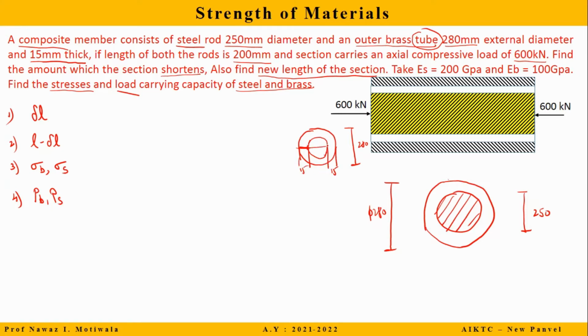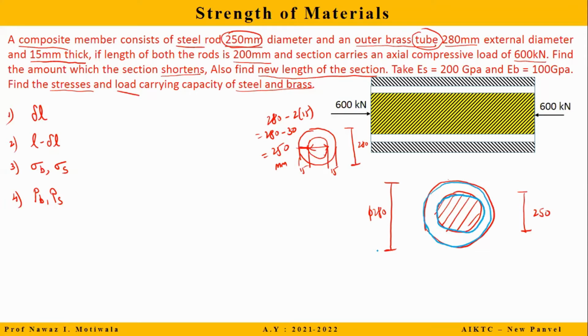So the internal diameter which remains will be 280 minus 30. Students make a mistake here, they only write 280 minus 15. But whenever thickness is given, thickness should be subtracted from both the sides as explained in this figure. So what will I get? I will get the internal diameter of the brass tube as 280 minus 2 times 15, which is 280 minus 30, which will give you 250.